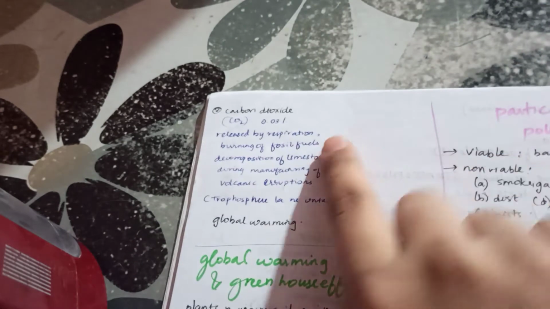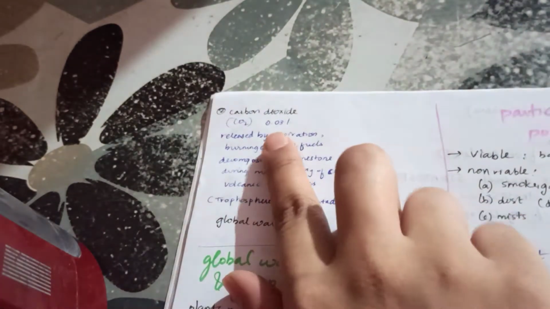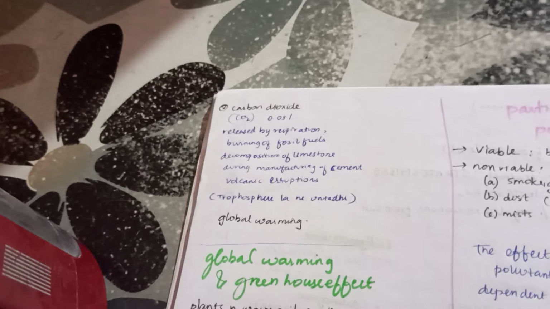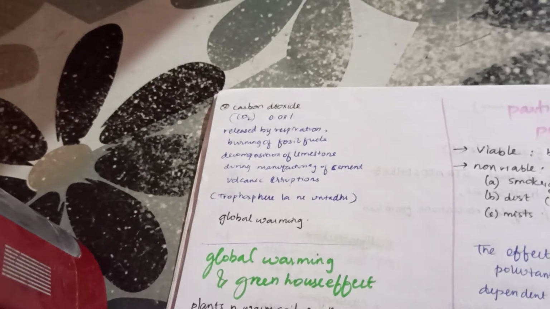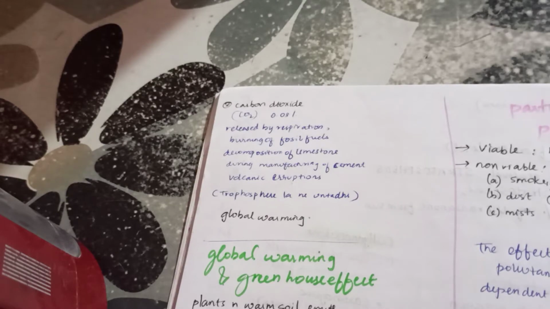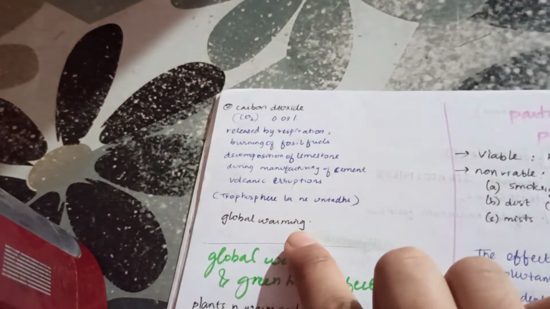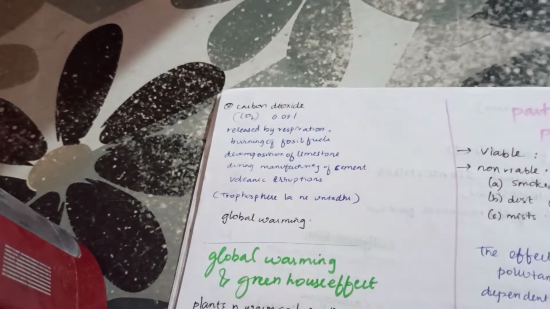Carbon dioxide, the formula CO2, is 0.03% in the atmosphere, released by respiration, burning of fossil fuels, decomposition of limestone during manufacturing of cement, and volcanic eruptions. It is present in the troposphere, of course, and it's a major factor in global warming. Global warming and the greenhouse effect.